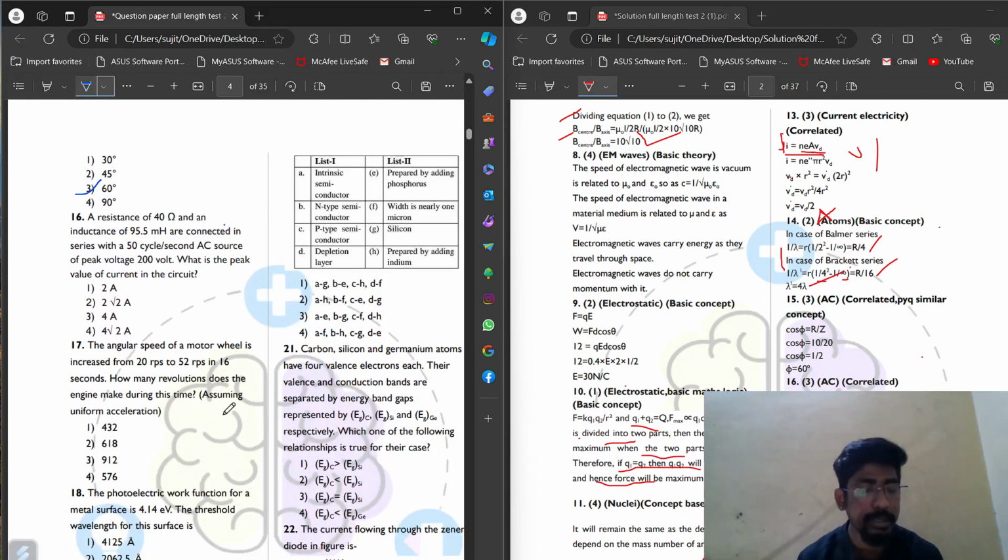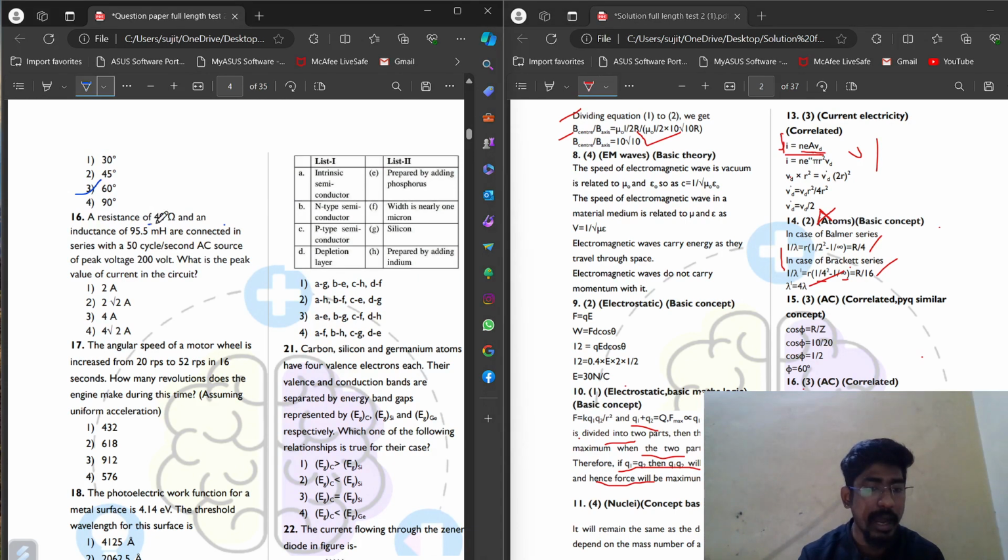Question number 16. A resistance of 40 ohm and inductance, that means L, of 95.5 millihenry are connected in series with a 50 cycles per second, that means 50 hertz, the frequency that is given, AC source. The peak voltage is 200 volt. Peak voltage V naught is given. What is the peak value of the current? You have to calculate the peak value of the current, right? So how will you calculate it? Right, this is how you can calculate it.